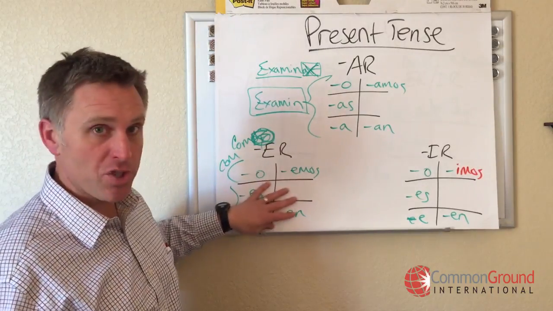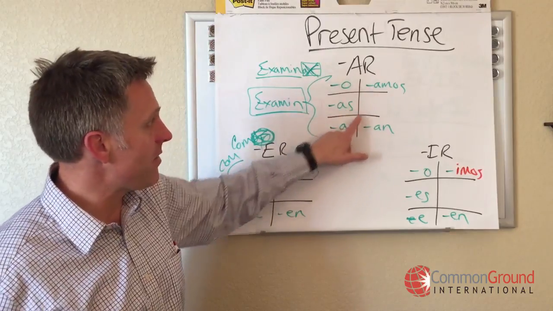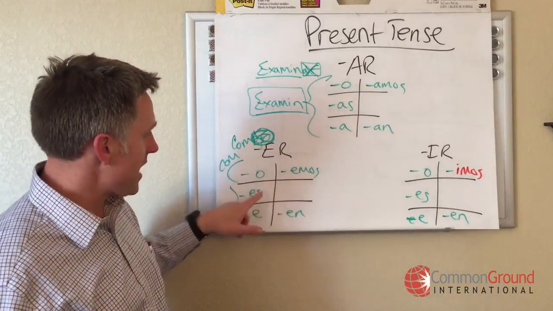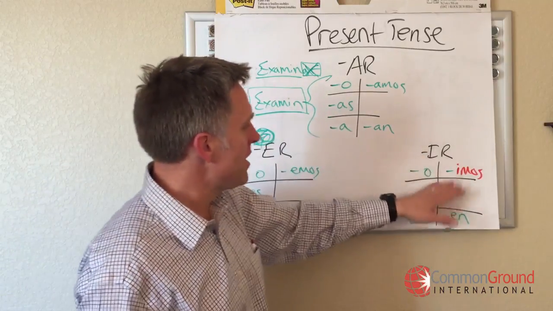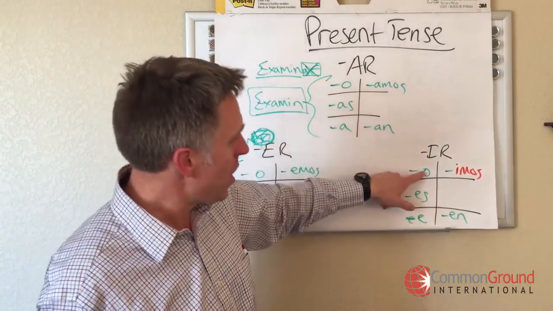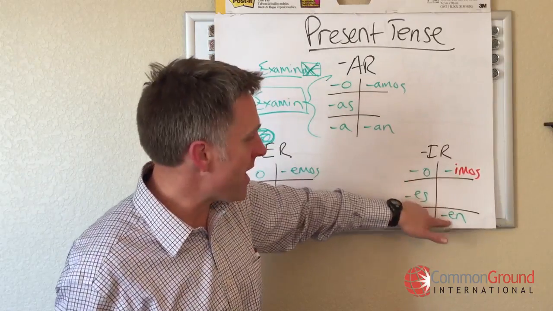Here's how ER verbs change. You see it's a little different from ARs. ARs have an A in the conjugation. ERs have an E in the conjugation. And then IRs, very similar to ERs. O, es, a, emos, now, one difference, and then N.